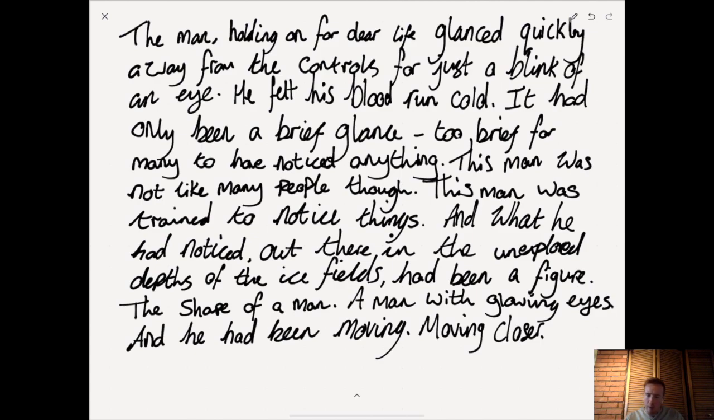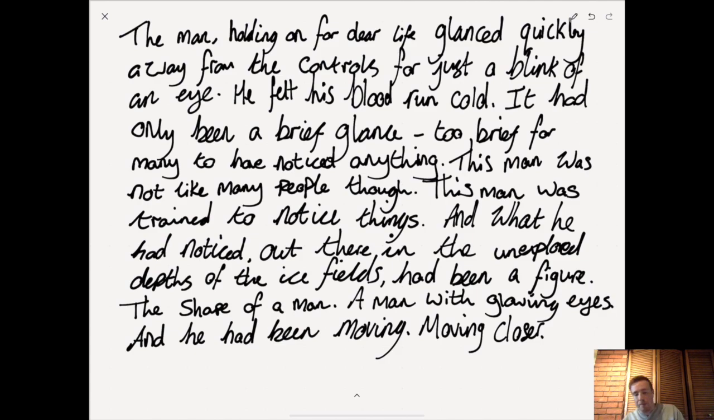So when you read it through, let me start from the top. The man, holding on for dear life, glanced quickly away from the controls for just a blink of an eye. He felt his blood run cold. So there, you've got a longer sentence, and then this was the result. He's scared. It had only been a brief glance, too brief for many to have noticed anything. This man was not like many people, though. This man was trained to notice things.